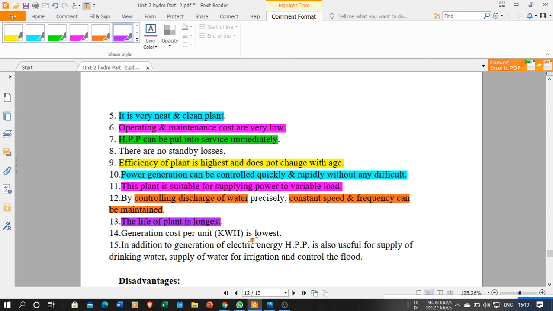The generation cost per unit is the lowest. If you consider the generation cost per unit, this will provide the lowest generation cost per unit with minimum losses. And minimum pollution, no kind of pollution happens, losses are also less and the generation cost is the lowest. So it comes under the green plan. Green energy generation.